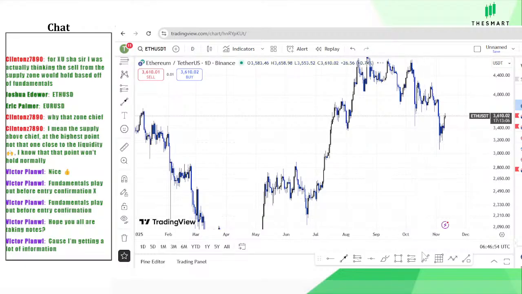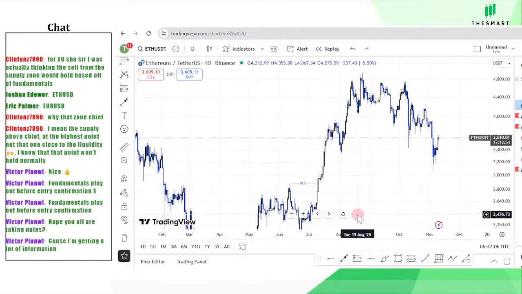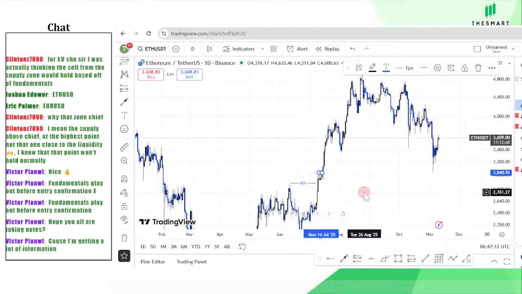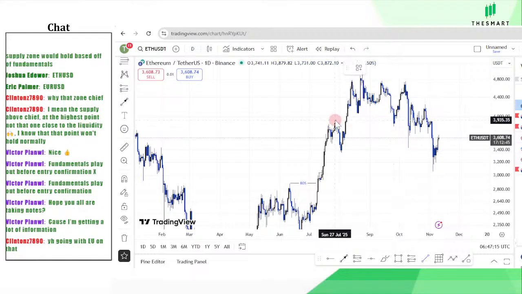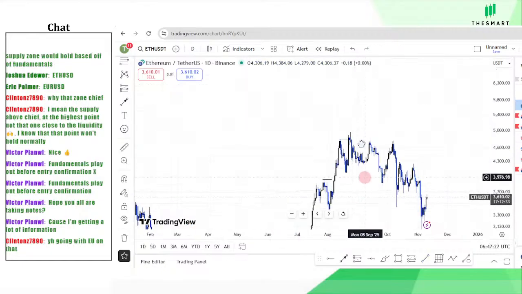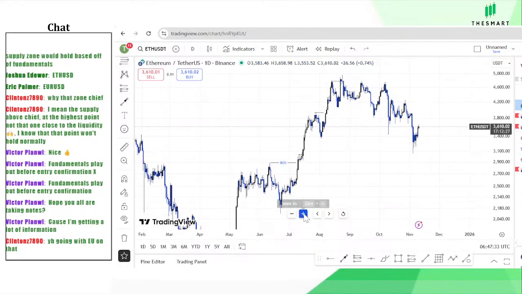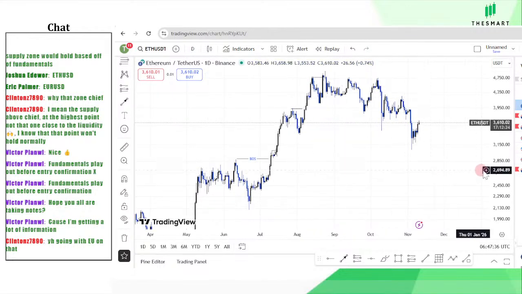All right, so from Ethereum, I have this break of structure. There is a tiny break of structure at this level. Have another one here. And let's see if we have another here. All right, so mark our break of structures.